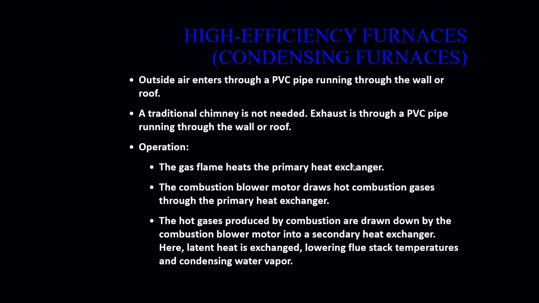Your outside air enters through a PVC pipe running through the wall or a roof. Okay, because remember, on your high efficiency furnaces, you are going to have two pipes. One that's going to be drawing outside air into the furnace to help support combustion, and you are going to have another pipe going out, which is going to be our vent pipe, which is going to be sending all of the products of combustion and flue gases out into the outside area. A traditional chimney is not needed. Exhaust is through a PVC pipe running through a wall or a roof.